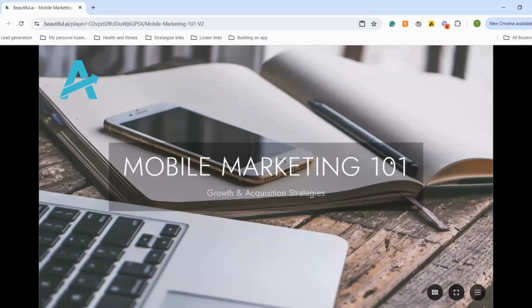Perfect. Yep, all good. So as Ryan was mentioning, today we'll really look into the mobile marketing space and what it takes to grow an app, to really launch into this space, find your initial market, and find eventual success.